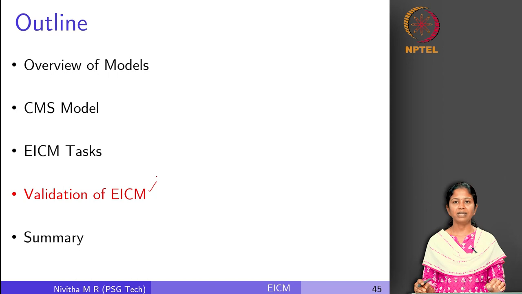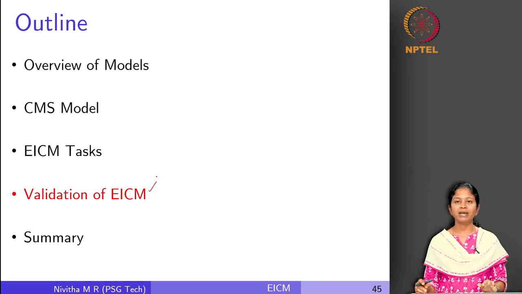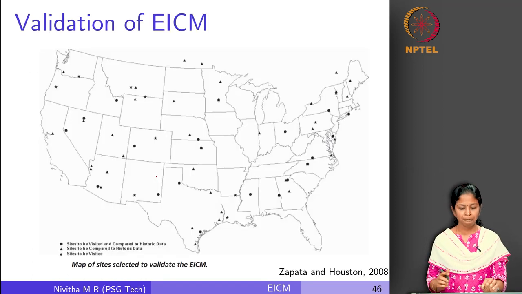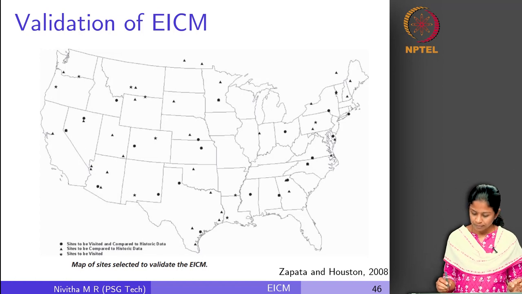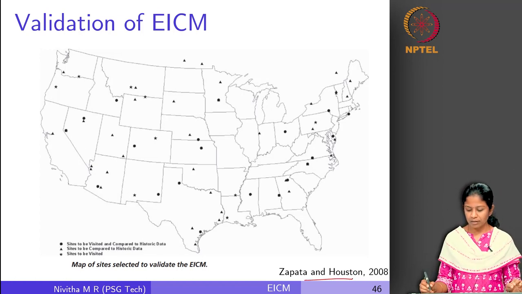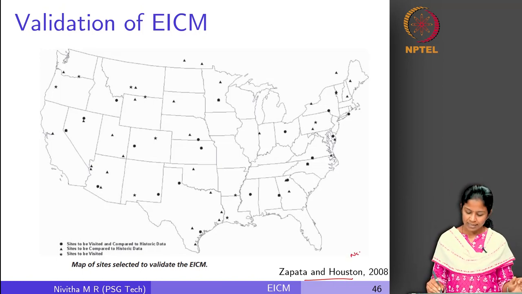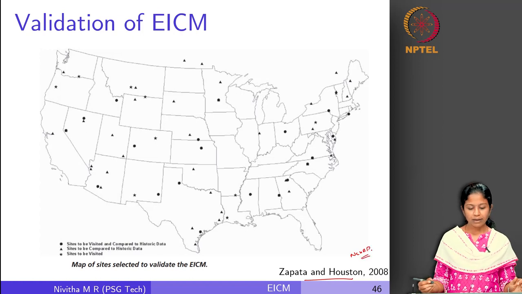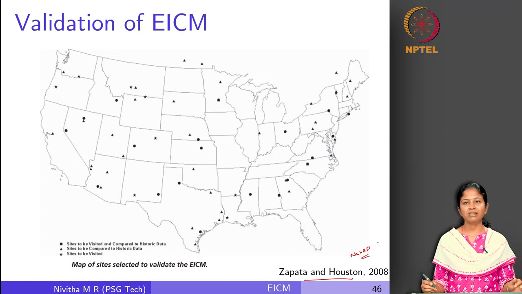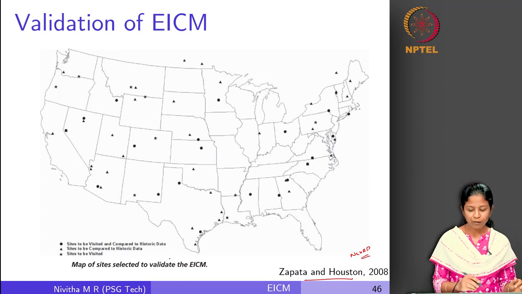Here I will show you one illustration of how valid this EACM model is in predicting the material properties. Again, for the sake of brevity, I have just shown here the illustrations for granular materials, but there are a lot of studies available which have attempted the same for even bituminous material properties also. So, this is a study by Zapata and Houston, and it was published as an NCHRP report, right? And this report tried to validate the EACM model for granular layers.